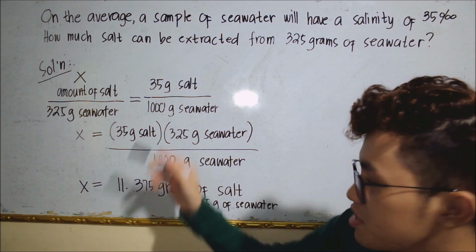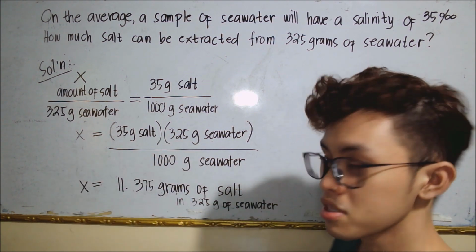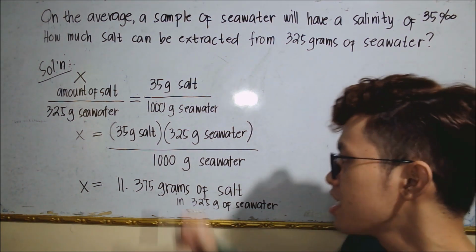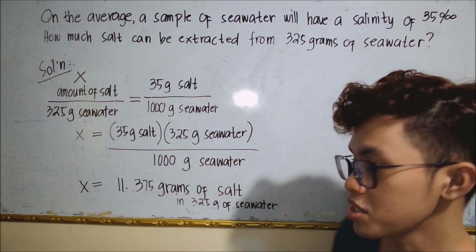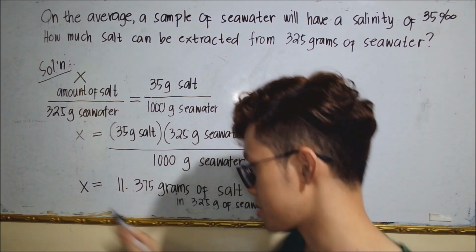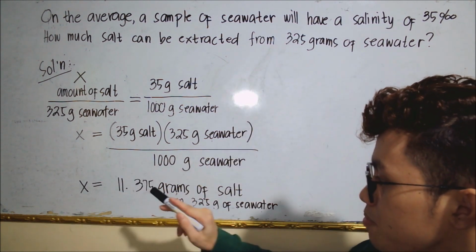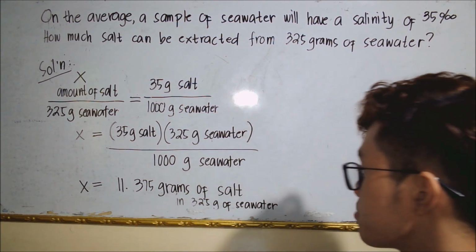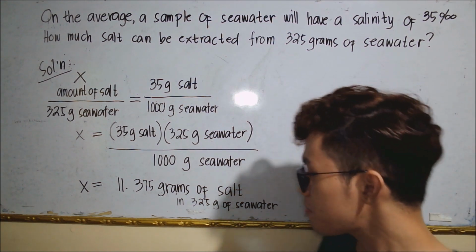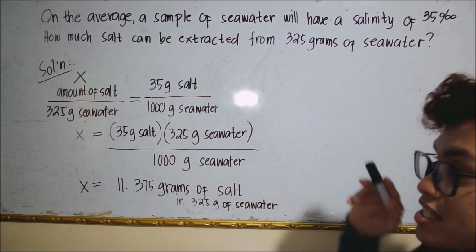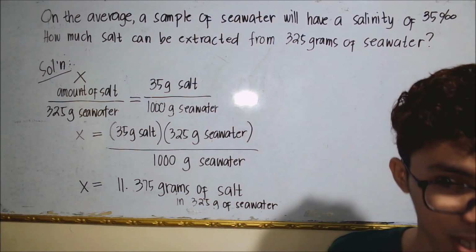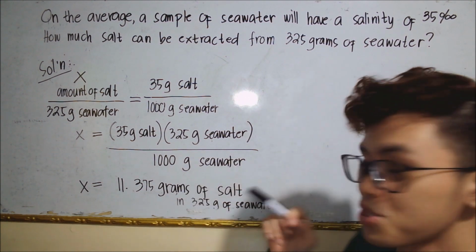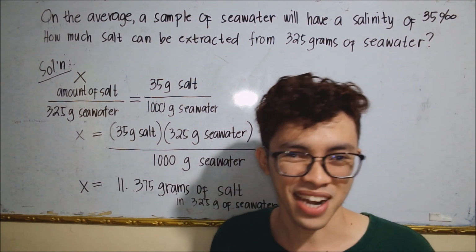Now let's just perform the operation. X equals 35 grams salt times 325 grams seawater. Use your calculator, divide over 1,000 grams seawater, and you will have this result. X is equal to 11.375 or 11.38 grams of salt. So that means that in every 325 grams of seawater with a salinity level of 35 parts per thousand, there is 11.38 grams of salt. Very simple, right?